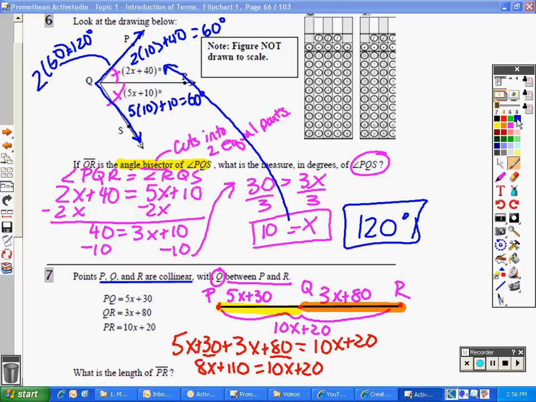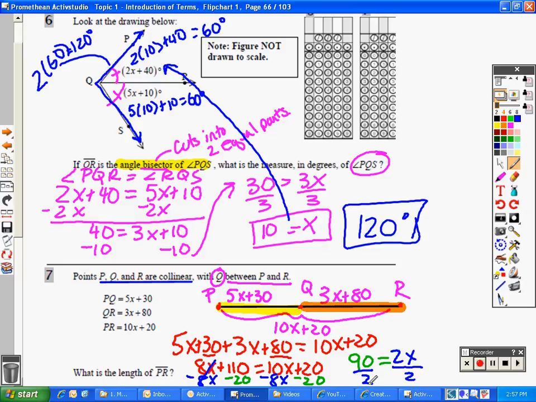I'm going to move two things simultaneously. I'm going to subtract 8x from both sides, and I'm also going to go back and subtract 20 from both sides as well. This will move them both in one step. On the left-hand side, I have 110 minus 20, which is 90. On the right-hand side, I have 10x minus 8x, which is 2x. I'm going to divide both sides by 2, and I find out that x is 45.